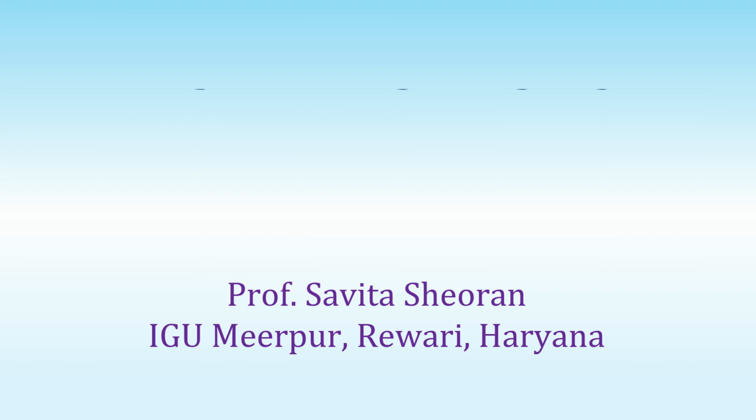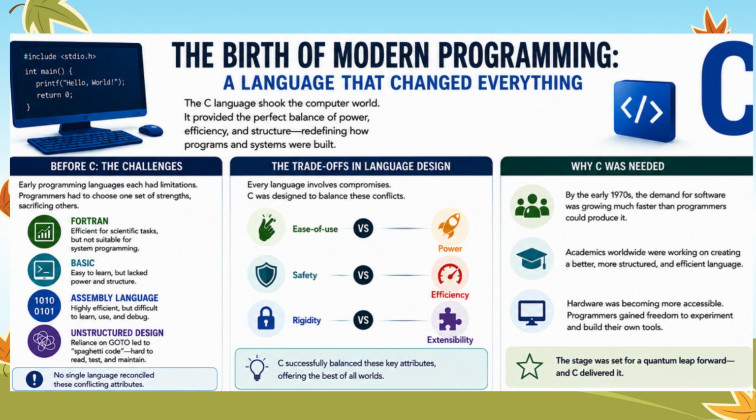Hello everyone, today we will discuss the birth of modern programming and how a language can change everything. C revolutionized the computer world. It provided a balance of power, efficiency, and structure, redefining how programs and systems were built.